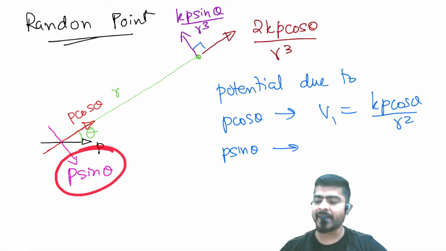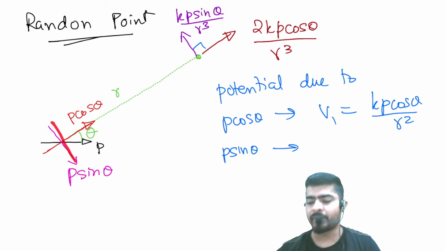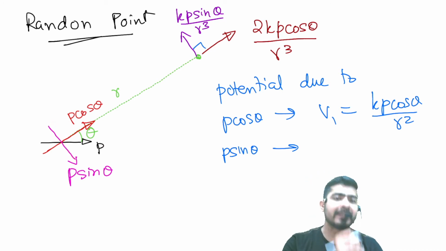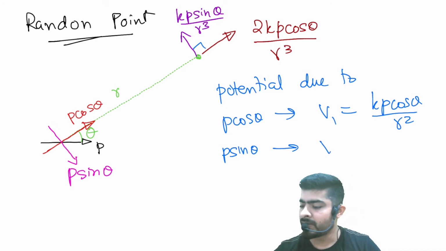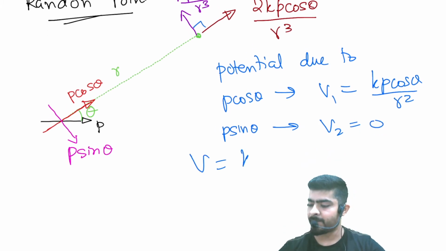So due to p sine theta, what should we do? This line is the equator for p sine theta. So on the equator, potential is 0. So V2 will be 0. So total potential will be how much? Kp cos theta by r square.